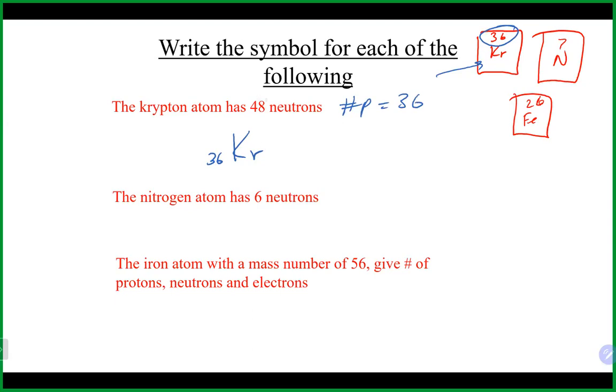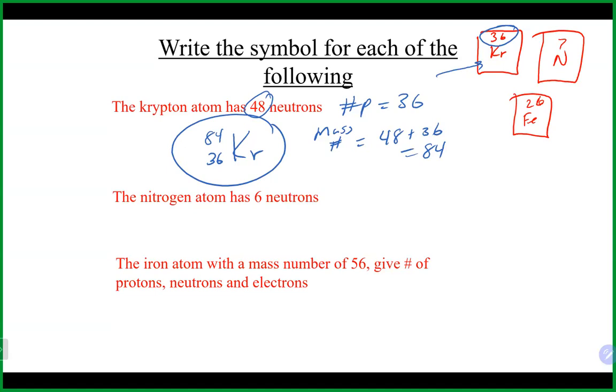That's going to be helpful because they did give us a number of neutrons, so we could find the mass number by taking our 48 plus our 36, which is going to give us 84. And that would go right there up on top. Obviously, in this case, you could assume that it is neutral as it didn't mention anything about a charge. Any questions on that one there?